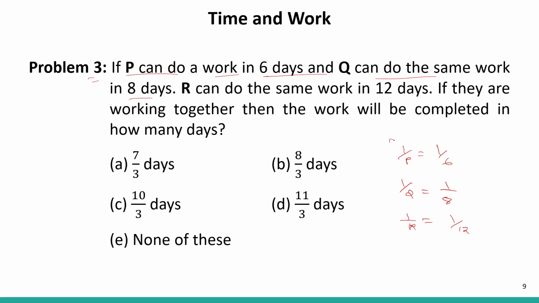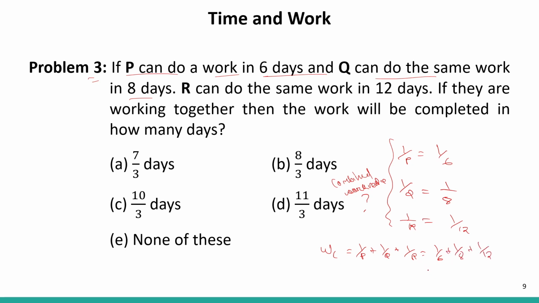So here we are basically asked about what? Combined work rate. That is what we need to evaluate. So WC is equal to what? 1 by P plus 1 by Q plus 1 by R. So this will be equal to 1 by 6 plus 1 by 8 plus 1 by 12.